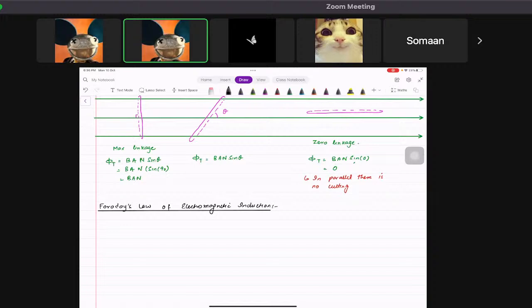Now, according to Faraday's law, it states that the rate of change of magnetic flux linkage is directly proportional to the EMF induced. Okay.